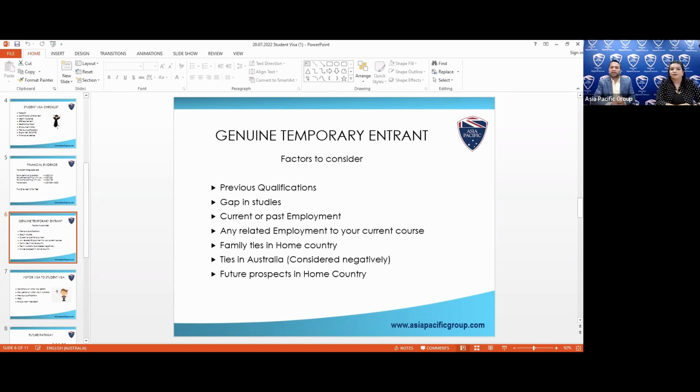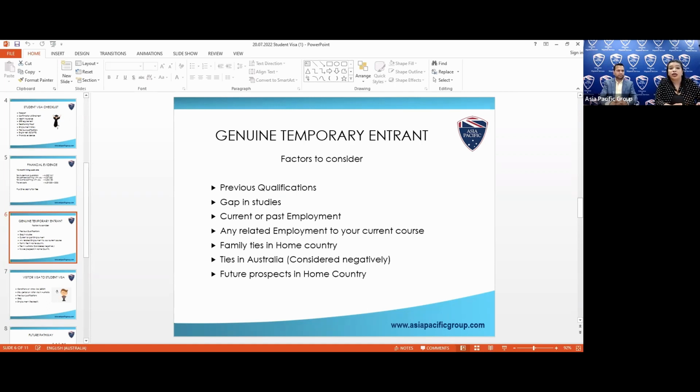Next we can talk about family ties in the home country. Family ties matter because they want to see whether you have any incentive to return back to your home country. Definitely they are not happy to have people who just want to stay here. They want genuine people who want to come study and upgrade their knowledge. They want to see who is back home for you, to whom you have an incentive to return, and what you have in your home country.